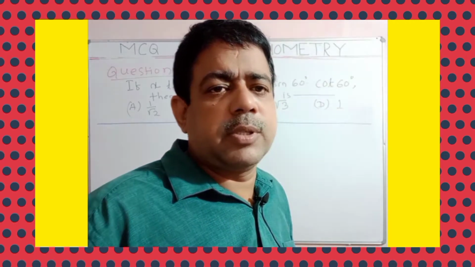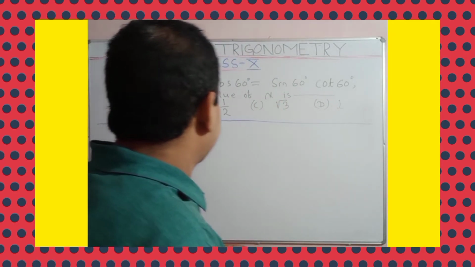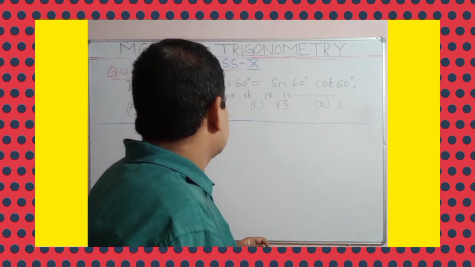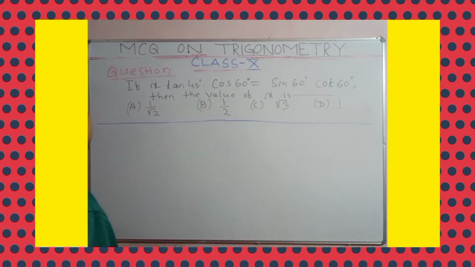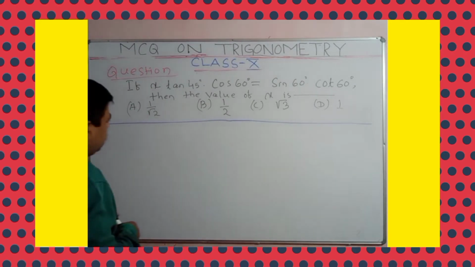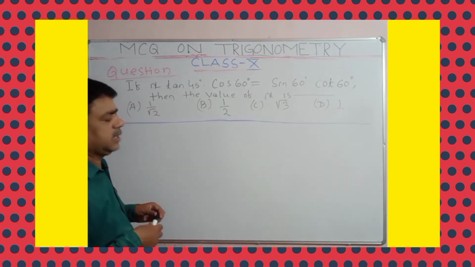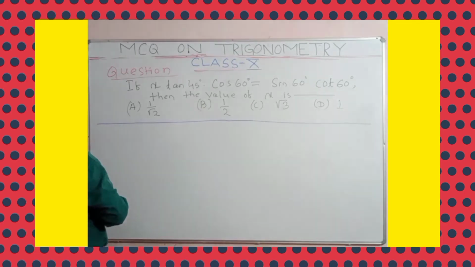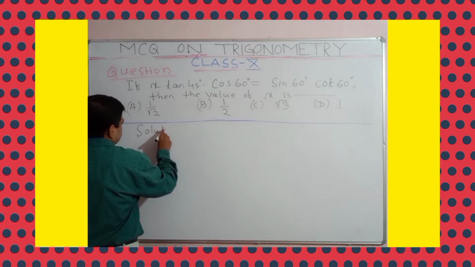Okay, my next question is that if x tan 45 degree into cos 60 degree is equal to sin 60 degree into cos 60 degree, then the value of x is option A 1 upon root 2, option B 1 by 2, option C root 3, option D 1. Okay, understand? Is it clear? So you have to find out the value of x.